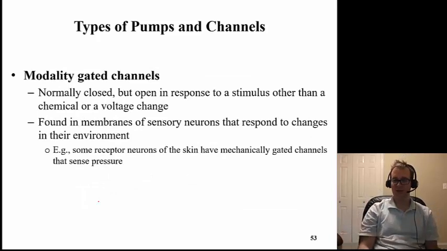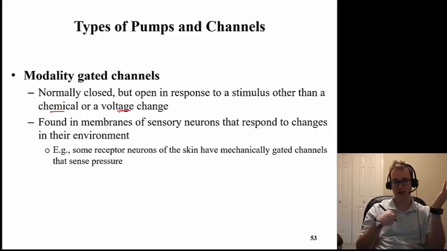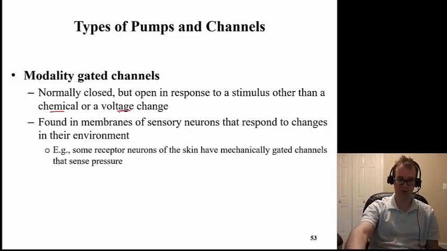So there are different types of channels as well. Modality gated channels are going to be normally closed, but they're going to respond to some kind of stimulus that's not chemical or voltage. Typically it responds to things like pressure or touch. For example, on your skin, whenever you touch your skin, you're able to feel that. That's because there are modality gated channels in there that are going to be stimulated by that touch, and that's going to send that information or start that synapse. It's going to send that information up to your central nervous system.